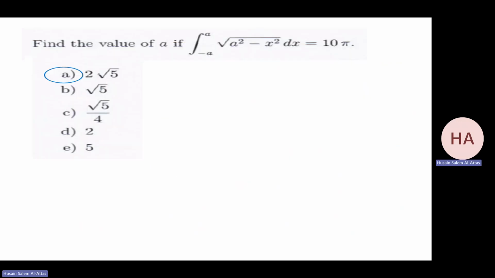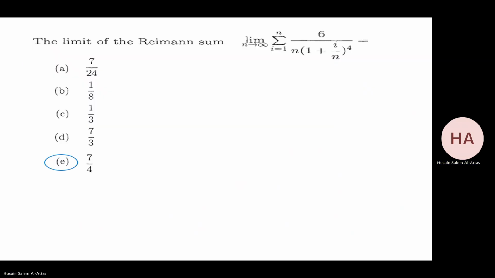Find the value of a. This is equal to 10 pi. This will be half, I think we did it before: half a squared will be 10 pi. So a squared equals 20, so a equals 2 square root of 5, which is this one. The limit of the Riemann sum equals what?